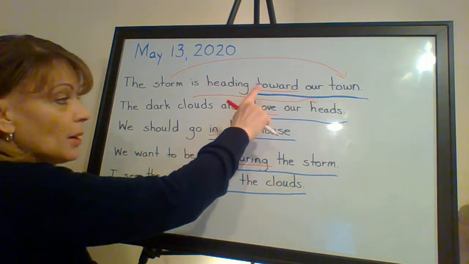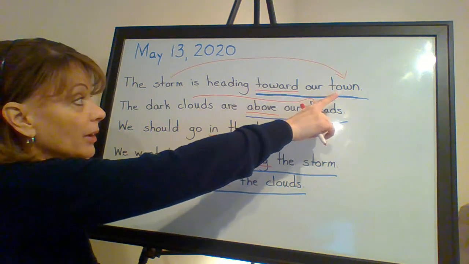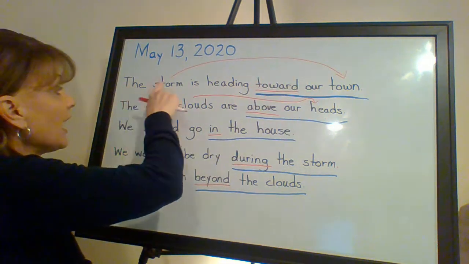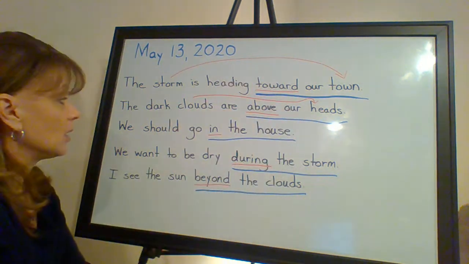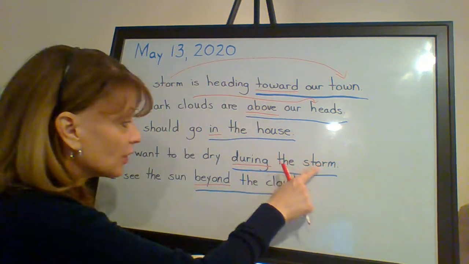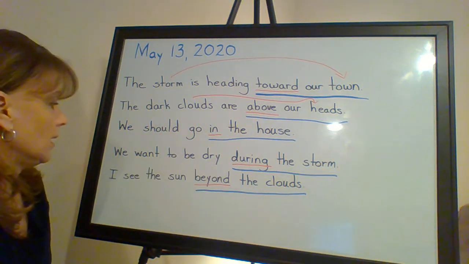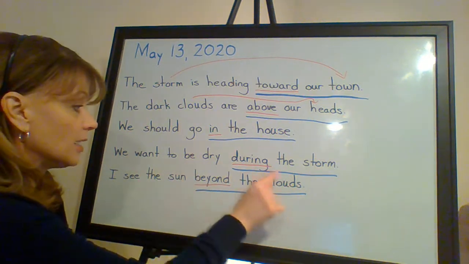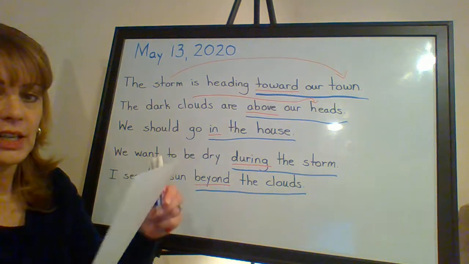So you can see toward our town answers the question where, right? The storm is heading where? Toward our town. So we're connecting the storm and the town. We're connecting the clouds and our heads. We're connecting we and the house. We're connecting we and the storm. Actually, we're connecting sun and the clouds. The sun is beyond the clouds. Okay. So you have a fun activity.